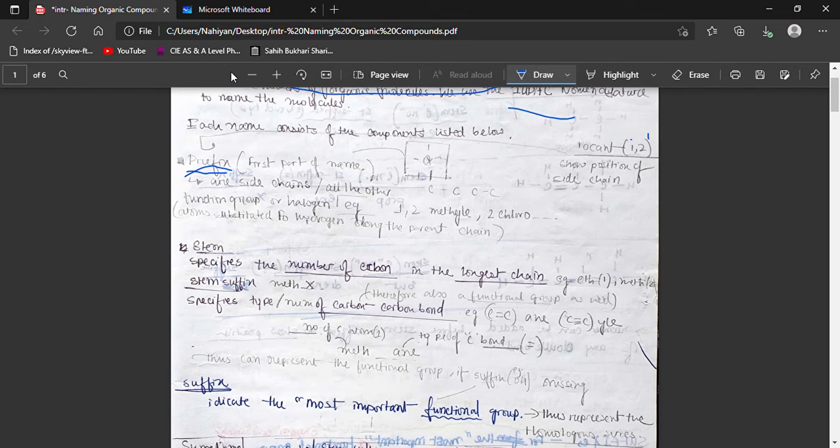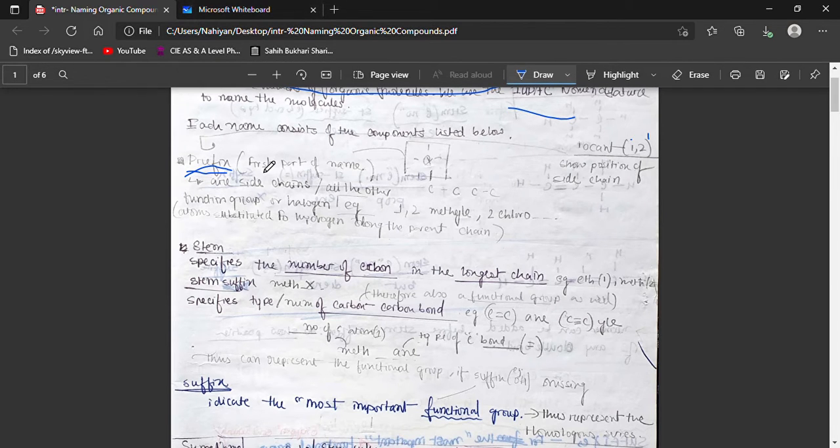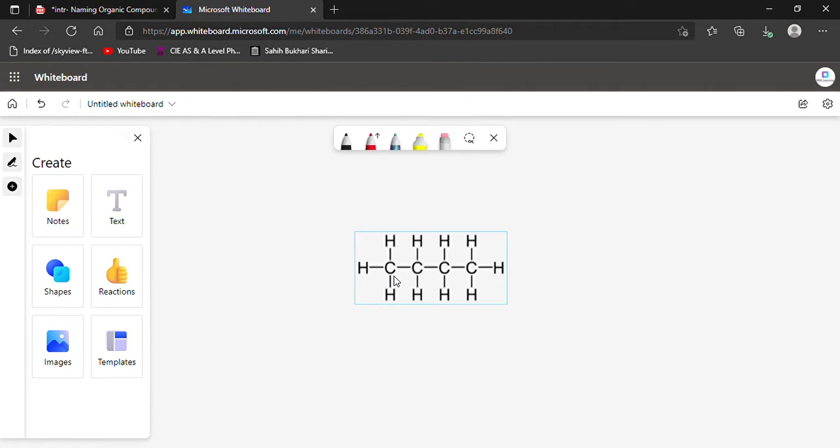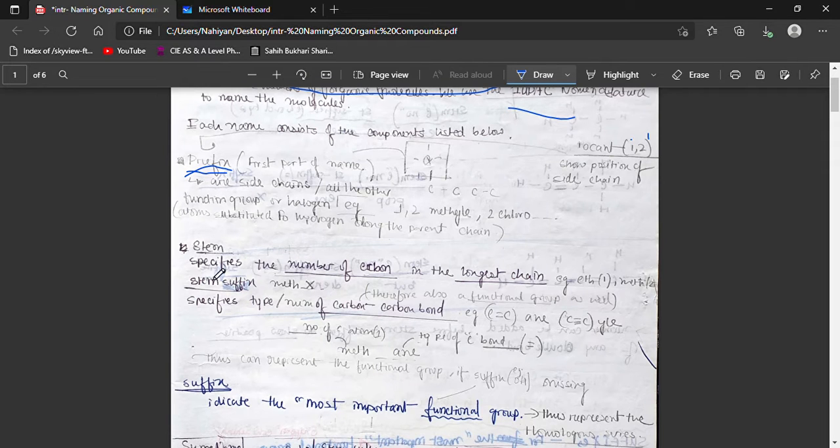The prefix is the first part of the name. Sometimes there can be no prefix at all. The prefix could be the stem. For example, it has 1, 2, 3, 4 carbons and it's an alkane, so it's a butane. We'll come back to the prefix being the stem later.